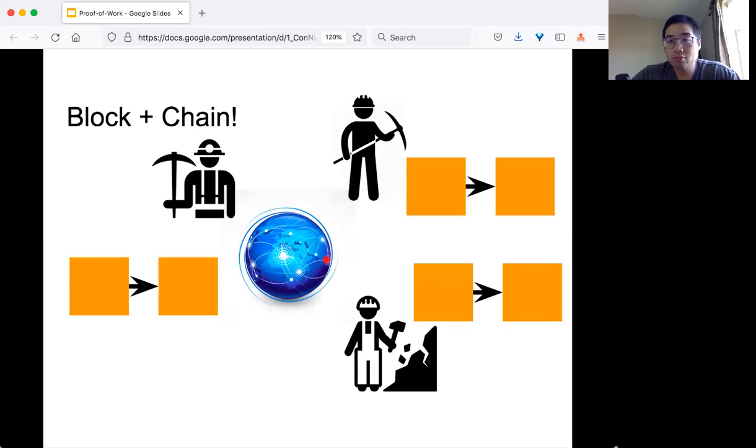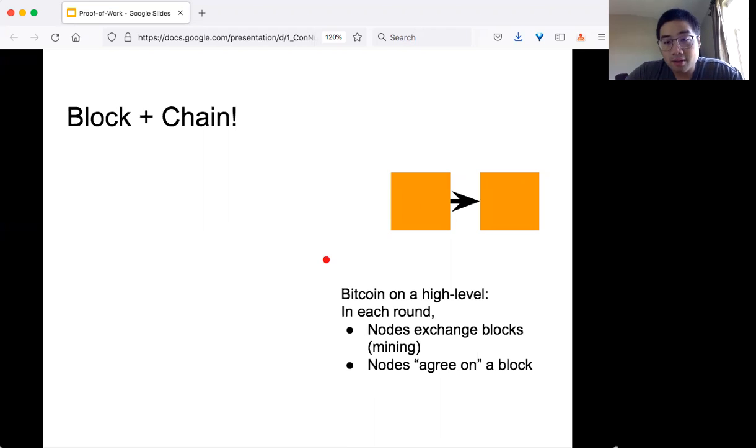So now, we have 3 miners, each of them has some blockchain to start with, and then they will work on something. Bitcoin at a very high level is actually very simple. It proceeds in lockstep. It's a synchronous system, or synchronous protocol. So in each round, nodes will exchange a block, and that's the process called mining, and then they agree on a block for the next one.